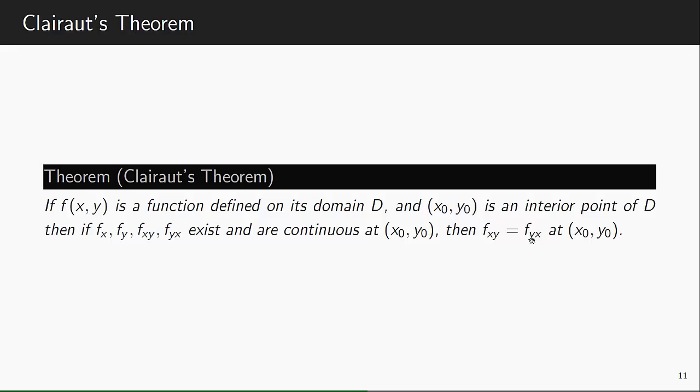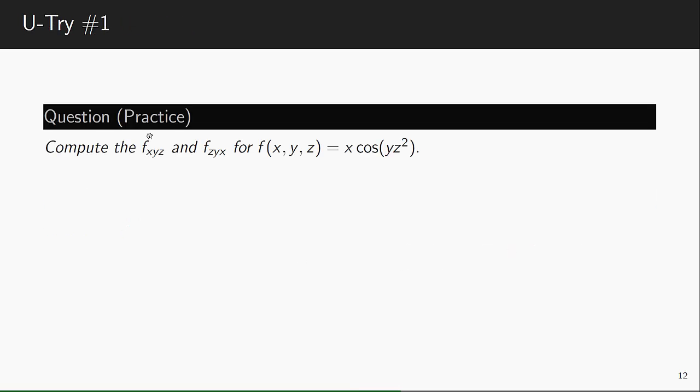So essentially, assuming the derivatives are continuous, then the mixed partial derivatives will agree everywhere in the interior of the domain. There are some technicalities on the exterior of the domain, and if the derivatives aren't continuous, you can come up with examples where this doesn't hold. But for most of the functions we deal with, this will be the case. So here's a practice question for you. Compute the f_xyz and the f_zyx partial derivatives for this function here. Maybe you want to pause the video and work it out for yourself, and then I'll go over the answer.